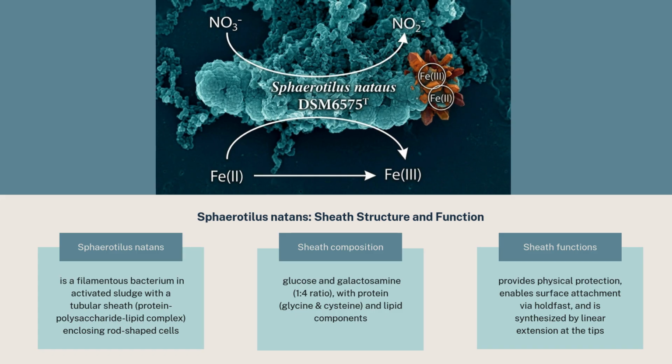Special accessory structures, sheaths and stalks. Certain bacterial species possess specialized structures that are not universally present across all taxa. These are typically adaptations to specific environmental niches.